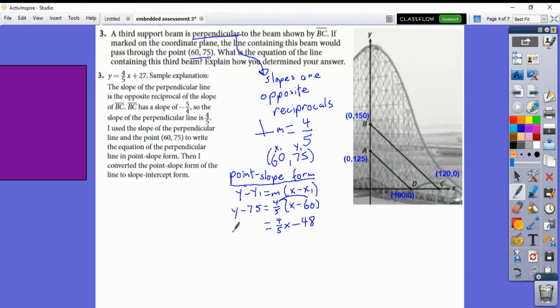We want to bring that negative sign down. All right, we've almost got everything. We just need to move that 75 over to the other side. So we're going to add 75 on both sides. What's the final equation going to look like? Well, those cancel out. So we've got y equals 4 over 5x plus 27.